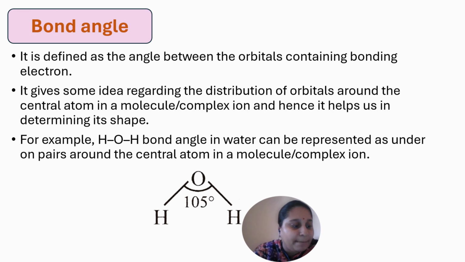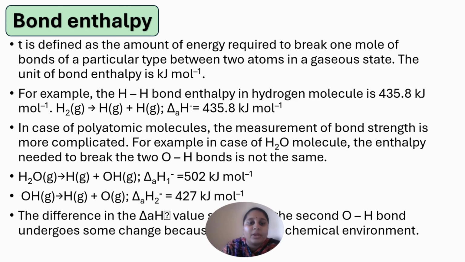So the next is bond order. Bond order is given by the number of bonds between the two atoms in a molecule. So the bond order, for example, in hydrogen, oxygen and nitrogen, is 1, 2 and 3. Hydrogen, 1 shared pair. Oxygen, 2 shared pairs of electrons. Nitrogen, 3 shared pairs of electrons. Similarly, in CO also there are 3 shared pairs of electrons and the bond order is 3. For N2, it is 3.